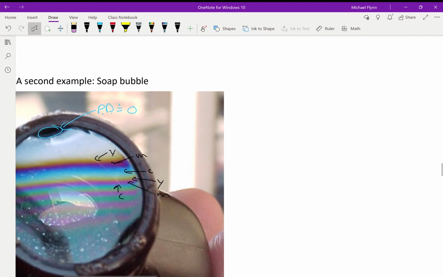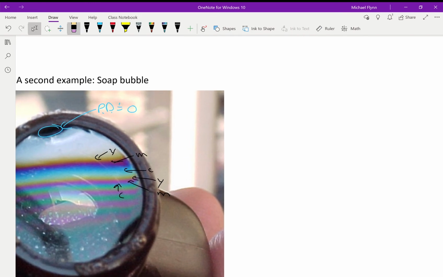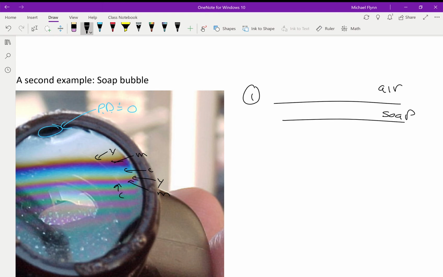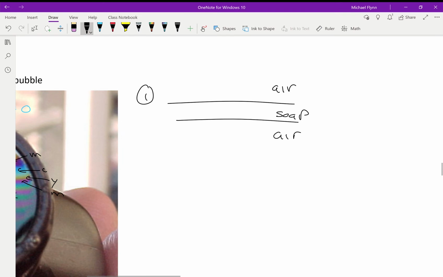All right, so for the soap bubble, I'm going to do the math right next to it here. And watch, I'm going to do step 1. Step 1, we've got air, we've got soap, and inside the soap bubble, we have air again. Okay, air is 1.0.